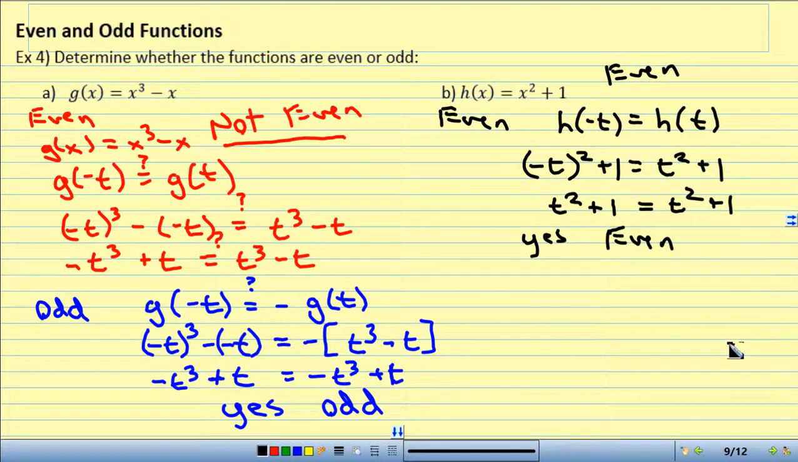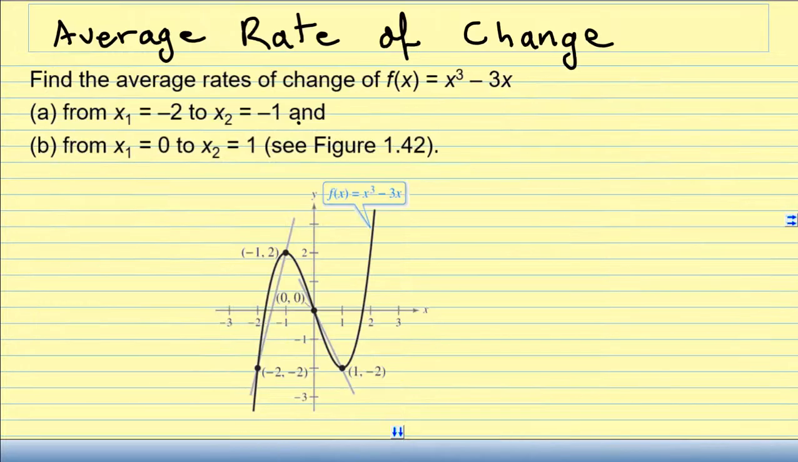So that's it. And the last thing we've got is average rate of change. Now, the average rate of change of a function is the rate of change of a function or the slope of a function at 2 points. And what you're going to do is they're going to give you your 2 points when they ask you for the average rate of change.